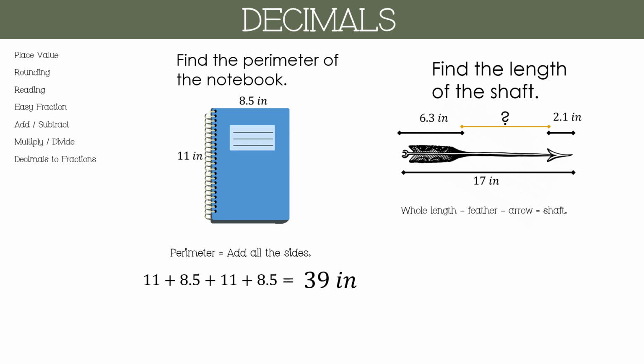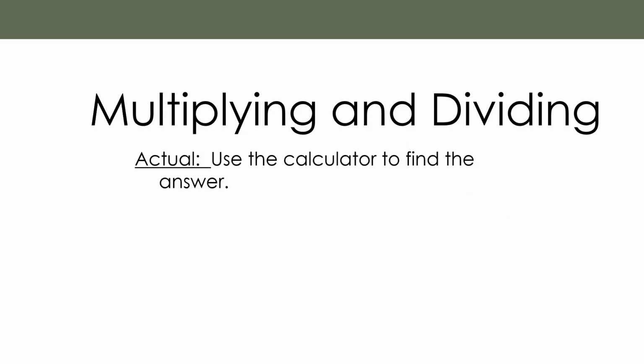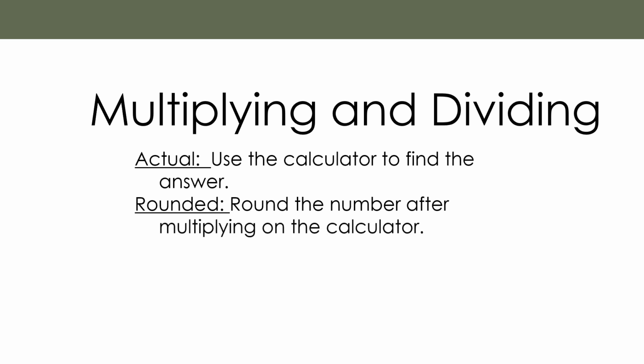We're going to take the whole length, the whole feather, the 17 inches. We're going to minus the feather part, minus the arrow part, and that will give us the shaft. 17 minus 6.3 minus 2.1, yep, 8.6 inches. Let's talk about multiplying and dividing. We're going to do two different things for this section. We're going to use the calculator to find the actual answer, and then we're going to round the number after multiplying or dividing on the calculator. Let me show you what I mean.